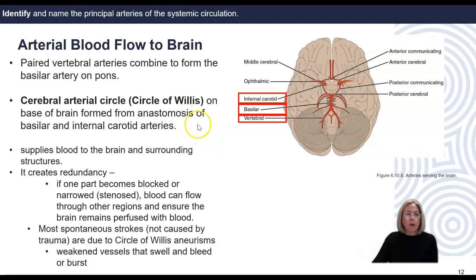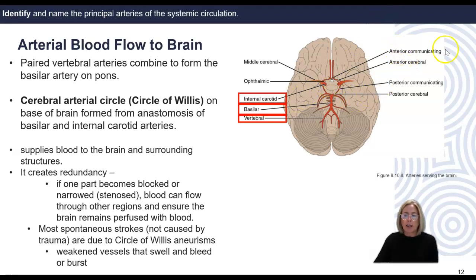So moving on to have a bit of a closer look at the arterial blood flow to the brain. Now you can see here these paired vertebral arteries. Well, they combine to form the basilar artery on the pons. And this basilar artery runs superiorly, kind of dividing the two hemispheres, and it's a big artery. Then we get the cerebral arterial circle, formerly known as the circle of Willis, on the base of the brain, which is formed from anastomosis of the basilar and also the internal carotids.